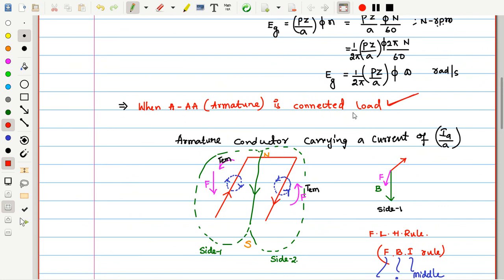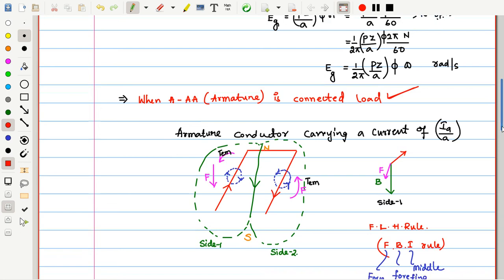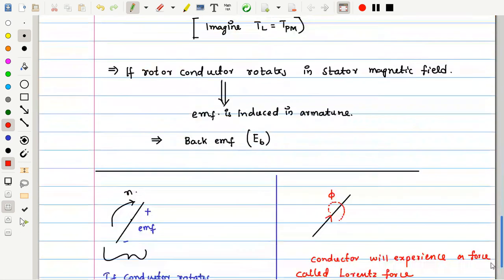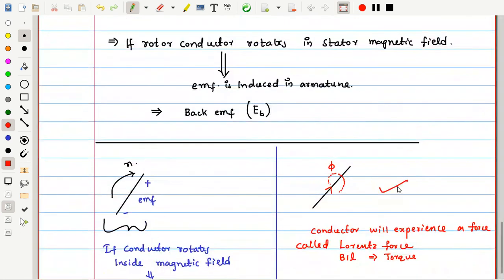Once the armature is connected with the load, what action is taking place actually? As long as the load is disconnected, no current is passing through the conductor. But once the load is connected, the conductor is carrying a current of I amperes. When the conductor carries a current of I amperes, immediately this action is going to take place. That means some force will try to act on the conductor.